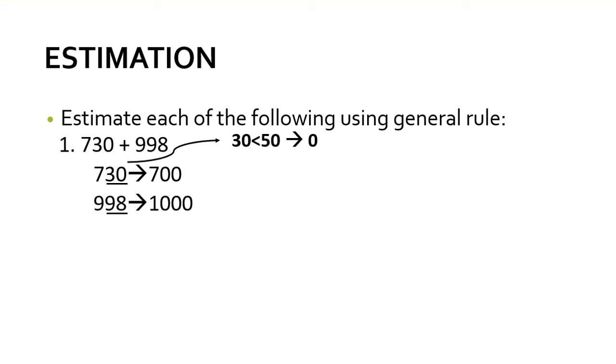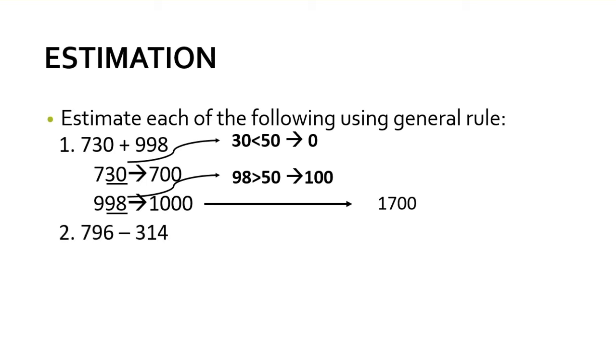998. Here 98 is above 50, so we have to round it off to 100, and that 100 gets added to 900, it becomes 1000, and the sum is 1700. Now try out this 796. Here 96 is above 50, so it becomes 800, and 14 is less than 50, so that can be eliminated, so it becomes 300, and the difference is 500.